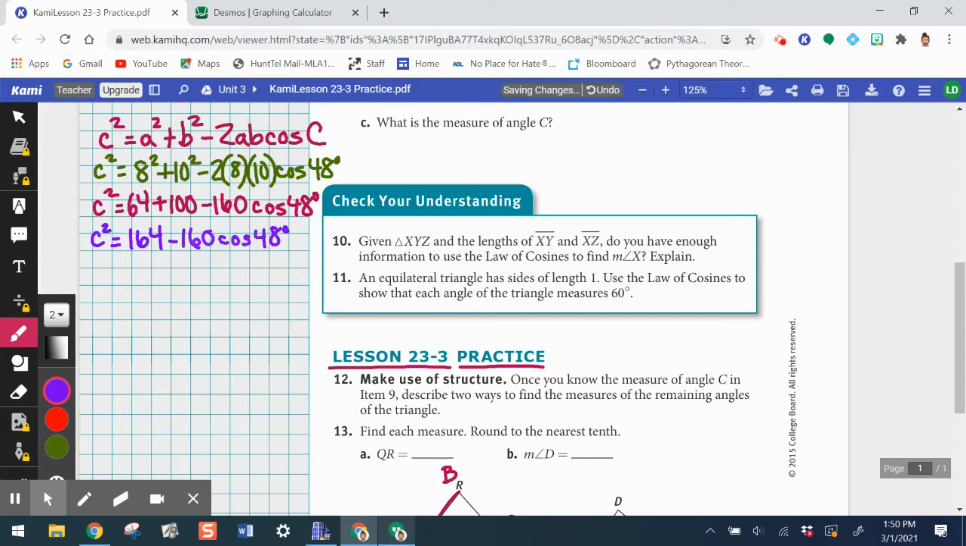So this is multiplication. Notice I read it as 160 times the cosine of 48 degrees. Since that is going to multiply and give us a decimal with no doubt, I'm actually going to go ahead and key this entire thing into my calculator. 164 minus 160 times the cosine of 48 degrees. So, of course, I'm using the Desmos calculator.